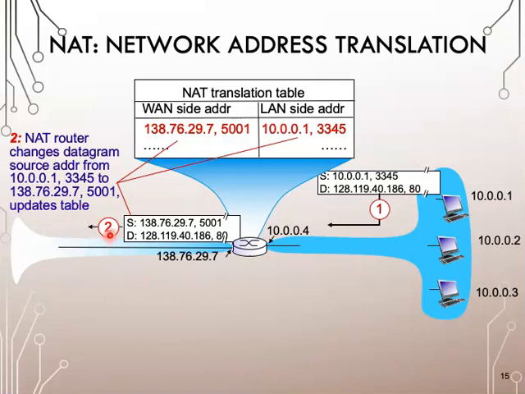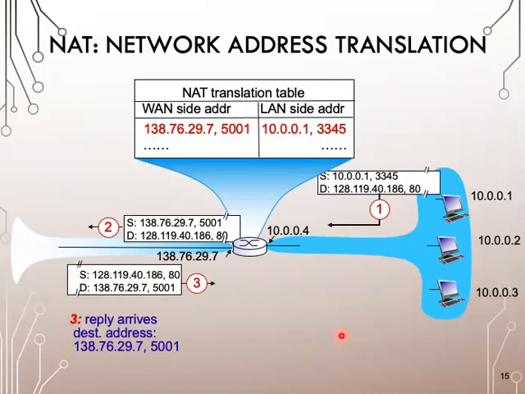So it will respond with a datagram whose destination address is the IP address of this NAT router, and whose destination port is 5001. Okay, so when this datagram arrives at the NAT router, the router indexes the NAT translation table using the destination IP address and also destination port number to obtain the appropriate IP address. Using this table also, the router can obtain the destination port number, which is 3345 for the browser in the home network.